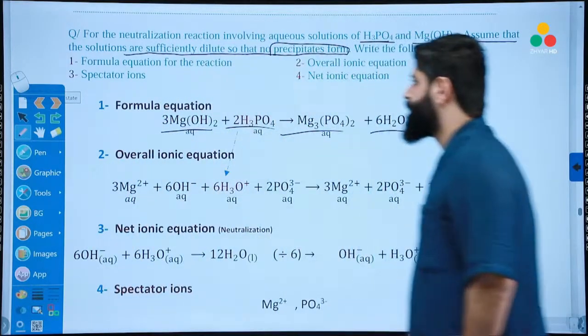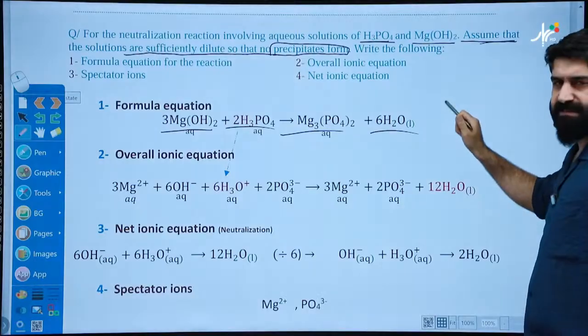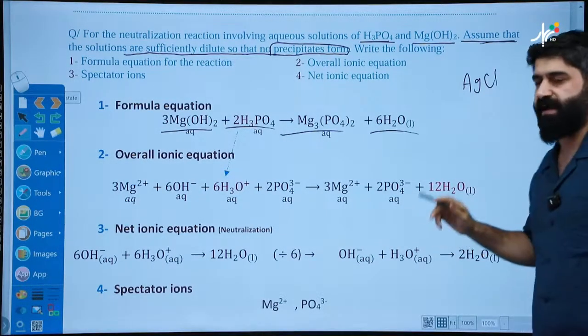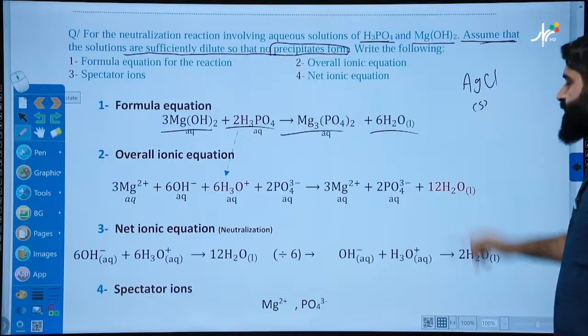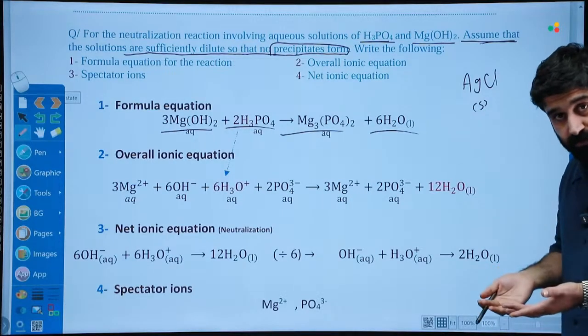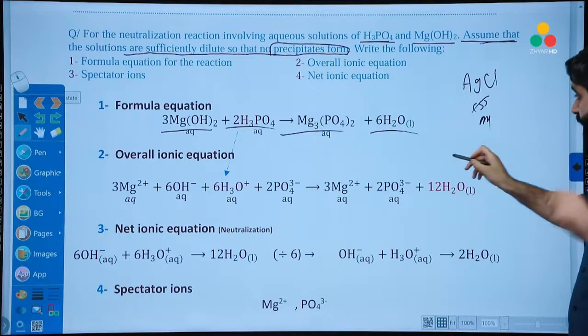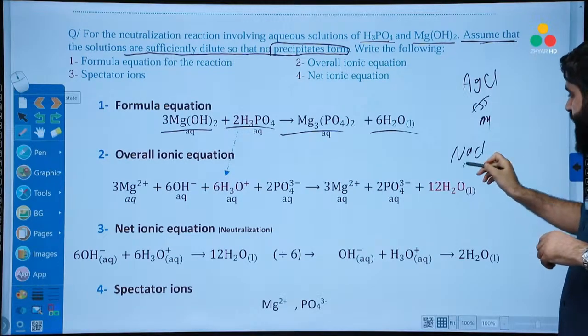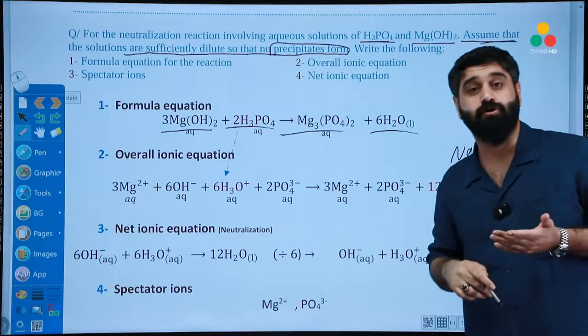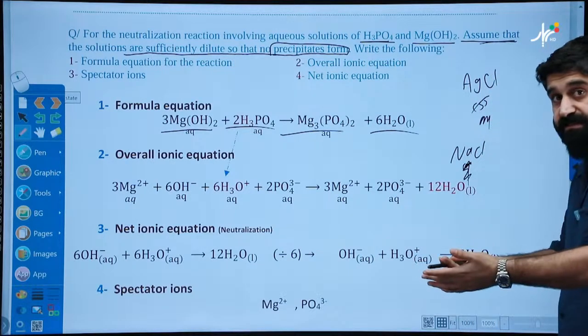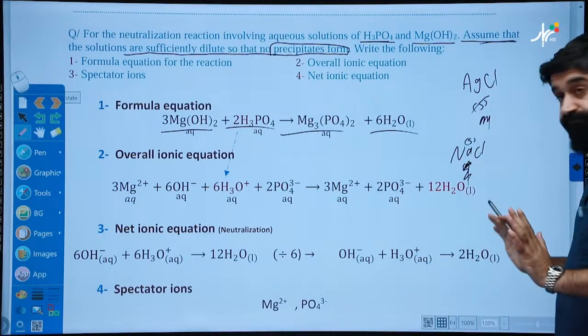Look, once the question says assume, for example, AgCl, silver chloride, it's a solid substance. But if I say assume this is aqueous, so we put aqueous instead. Or NaCl is AQ, right? If I say assume this is a solid substance, okay, so we will go according to the assumption. This must be solid. Okay?